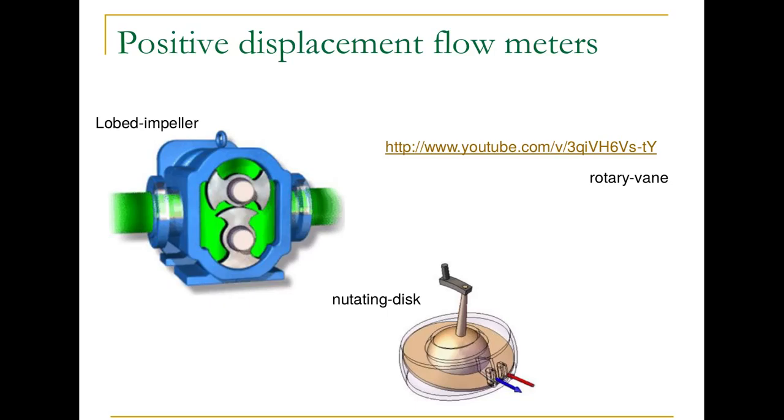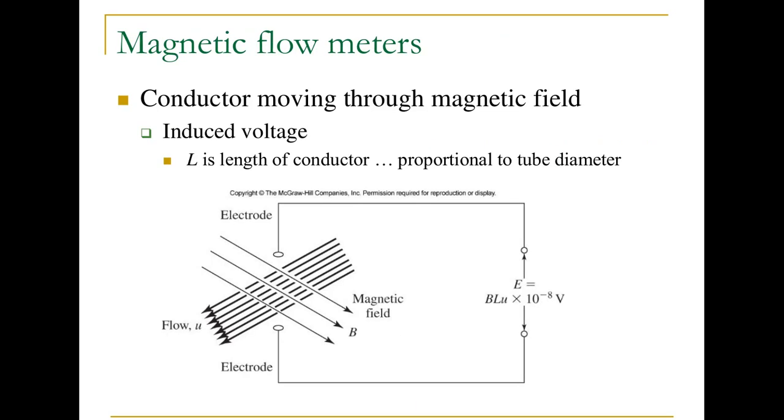The second method of measuring flow is magnetic flow meters, and that's based on the principle that a conductor moving through a magnetic field will experience an induced voltage. So here our conductor is the fluid, and the induced voltage is given by this equation. B is the strength of the magnetic field, L is the length of the conductor, and U is the speed of the conductor. So the length L is proportional to the tube diameter. And for fluids that are not good conductors, this voltage is going to be small, and so it requires amplification.